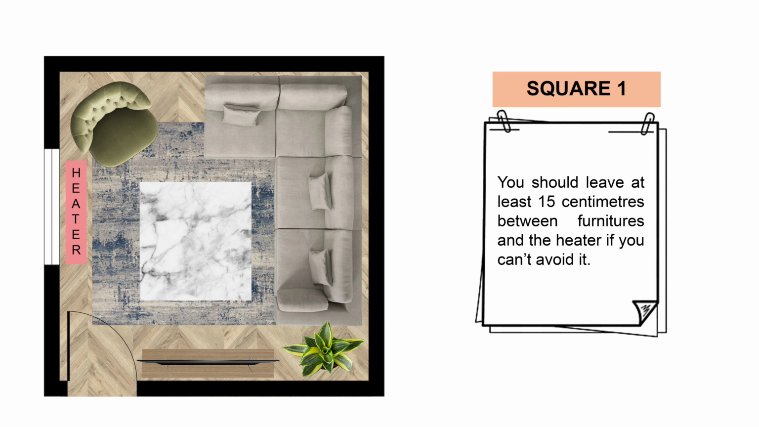Actually, even if your room is small, try not to put any furniture in front of the heater in the space, because this will prevent the heat from spreading into your space. However, if you have no choice, at least make sure to leave 15 centimeters between your furniture and the heater. Alright, if you don't feel like this layout option is good for you, let's jump into the next one.